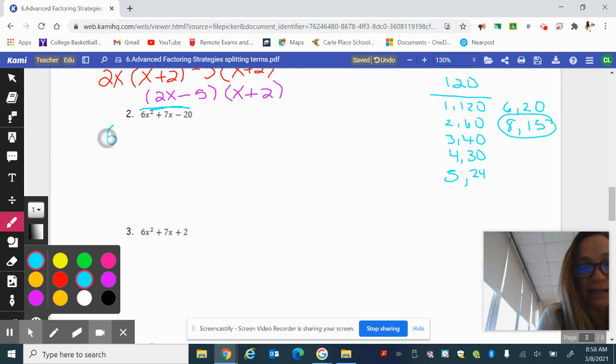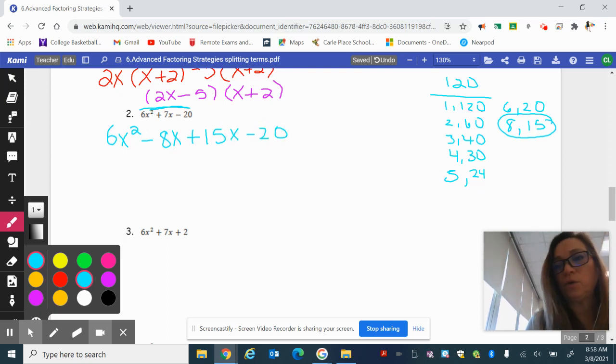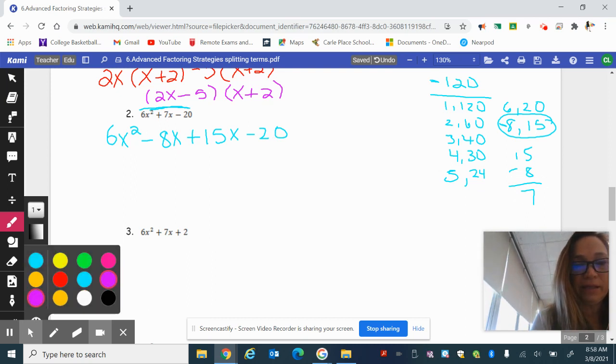So I have 6x squared minus 8x plus 15x minus 20. So I chose 8 and 15. The 8 is going to be negative because this has to be negative 120. And when I add them, I have to get a 7. Okay, so now I'm going to split the linear term.